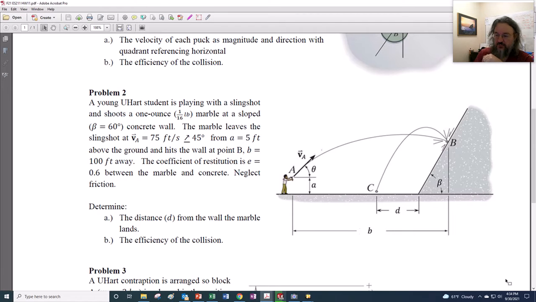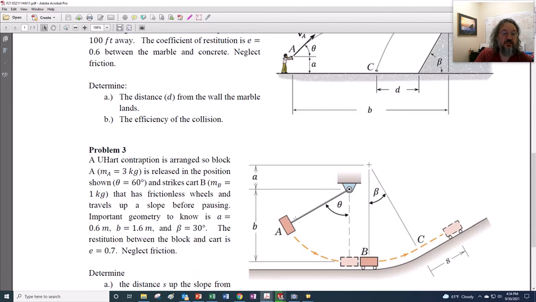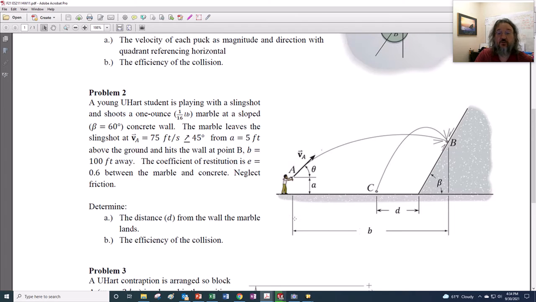We also want the efficiency of the collision, which just seems like, did I do that? I did that over in all 3 problems. Maybe I'm trying to emphasize something. I don't know. Maybe. Okay.